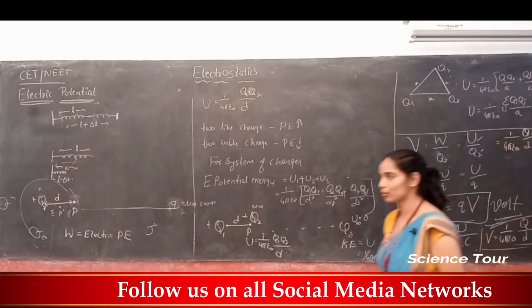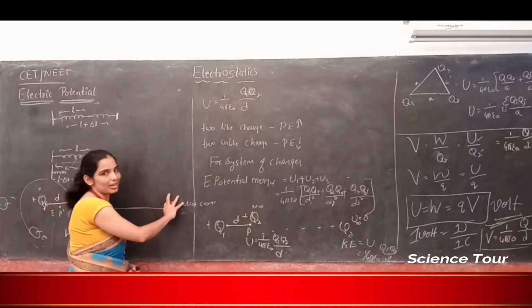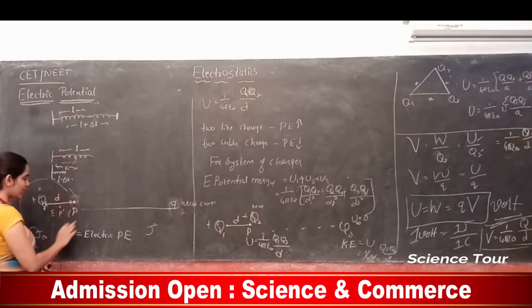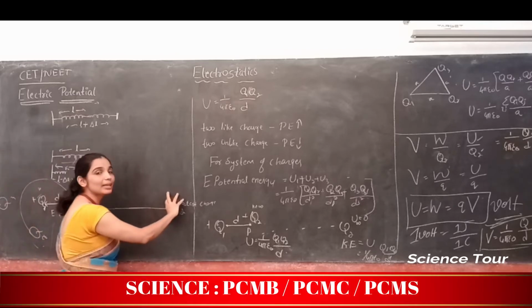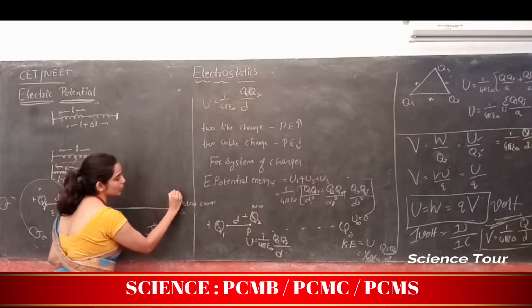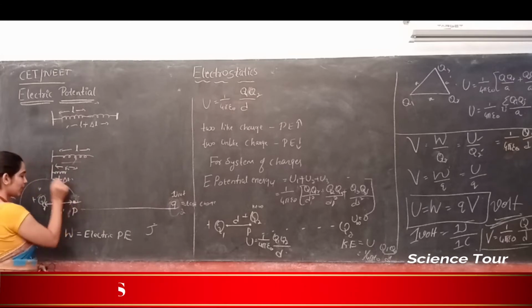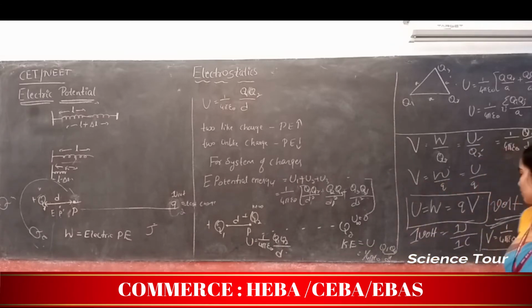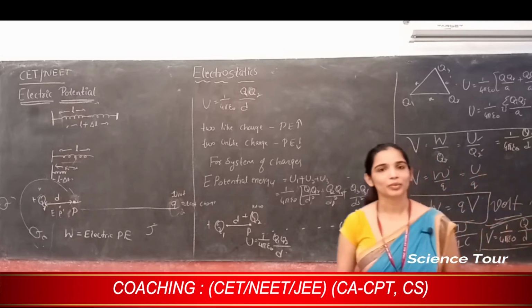In terms of words, you can say it is the amount of work done in bringing a unit charge or test charge from infinity to the given point in any electric field. The unit charge is important. So that is electric potential. 1 volt is 1 joule per 1 coulomb. Joule per coulomb can also be the unit.